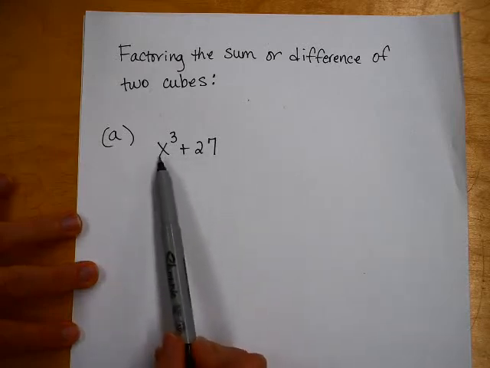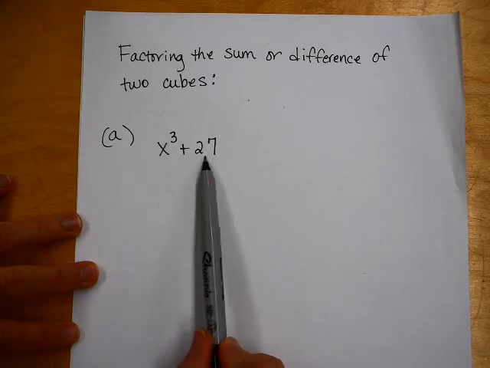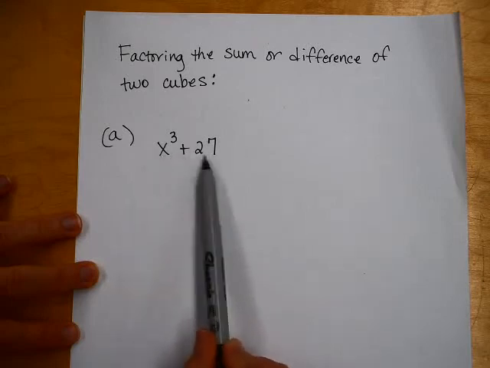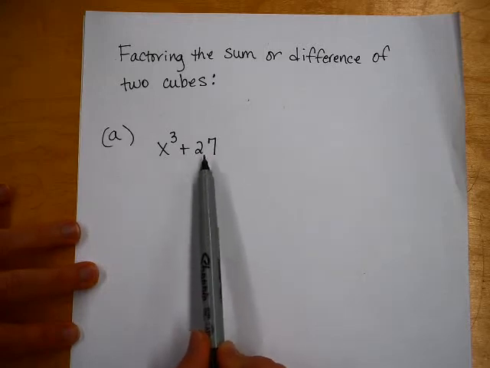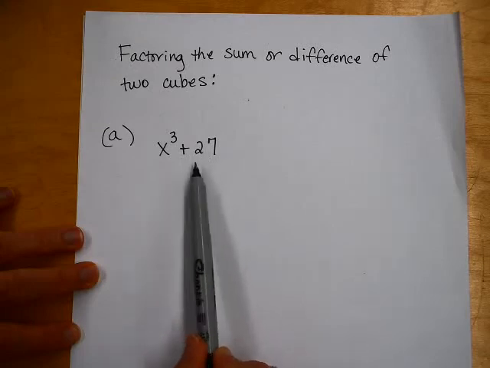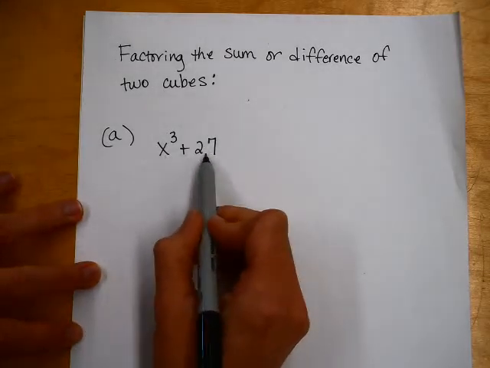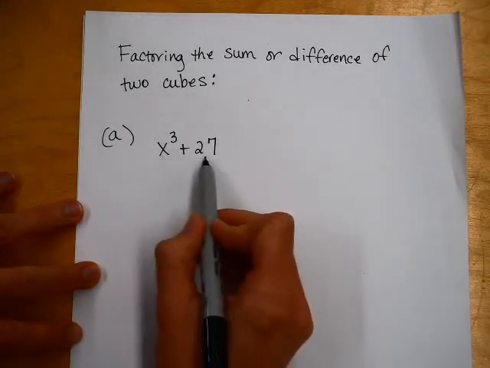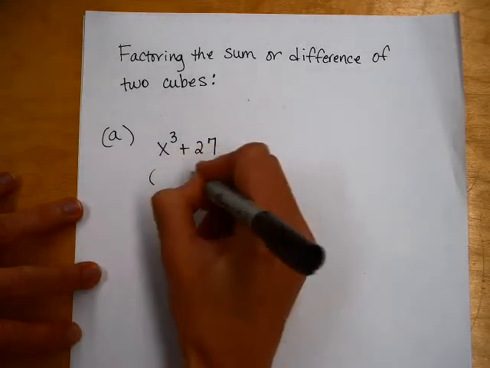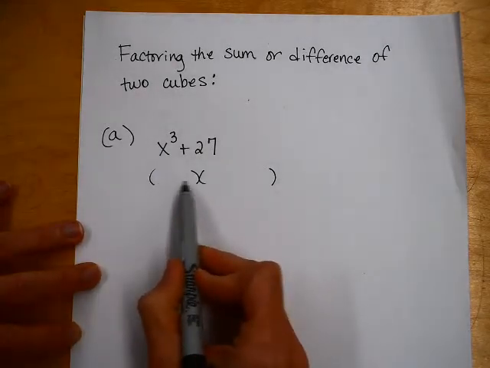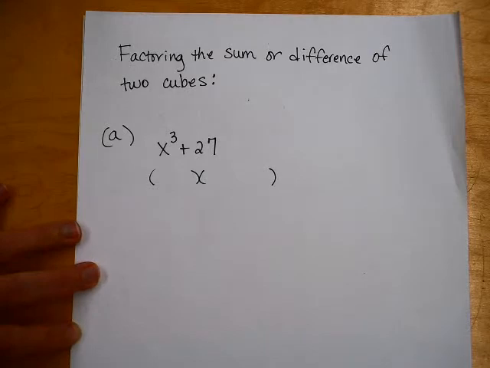Okay, so I see here I have x cubed plus 27. So I first have to recognize that this indeed is a sum of two perfect cubes. X cubed is a perfect cube, 27 is a perfect cube. The cube root of 27 is 3 because 3 times 3 times 3, or 3 cubed, gives me 27. And so when I factor the sum or difference of two cubes, I know that these are always going to factor to what I think of as little parentheses times big parentheses, or really and truly they're going to factor to a binomial times a trinomial.